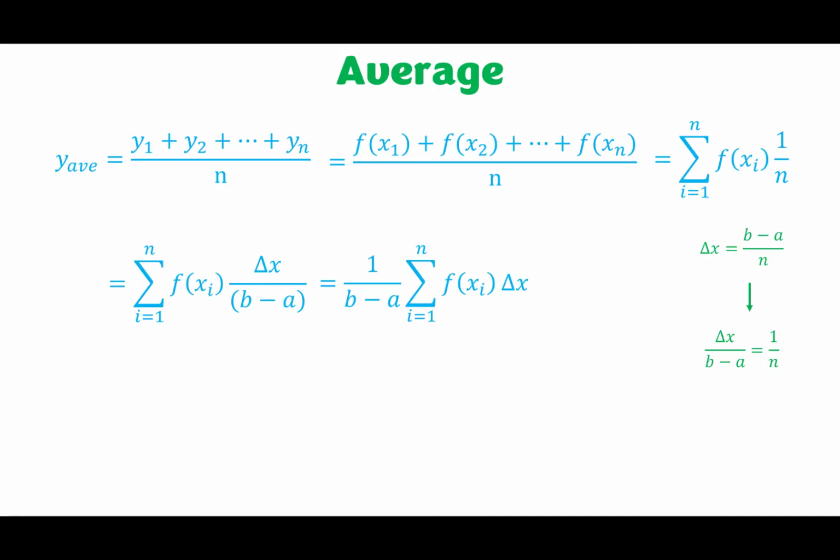But on an interval from a to b, our function takes on an infinite number of values, and we don't want to take the average of just a finite number of values. We want to take an average of an infinite number of values on the interval from a to b.